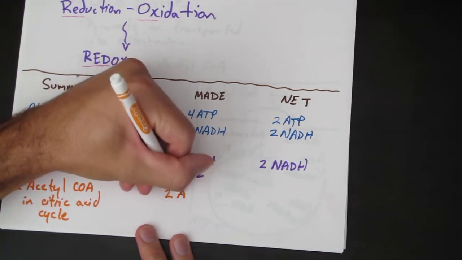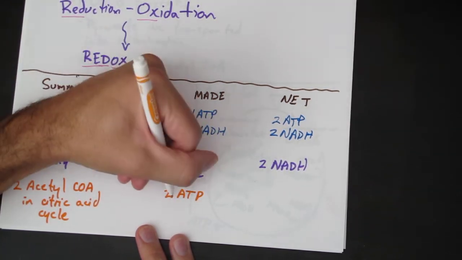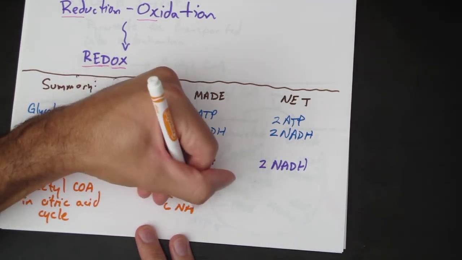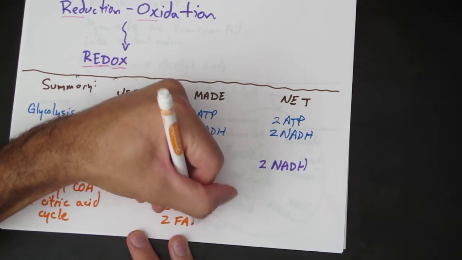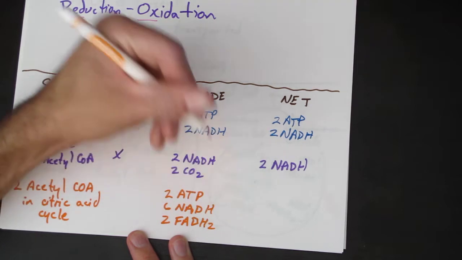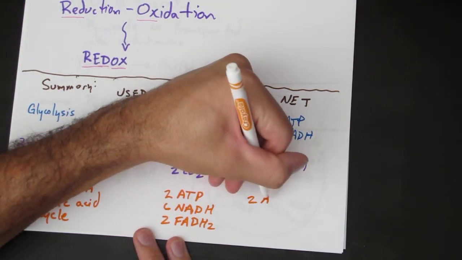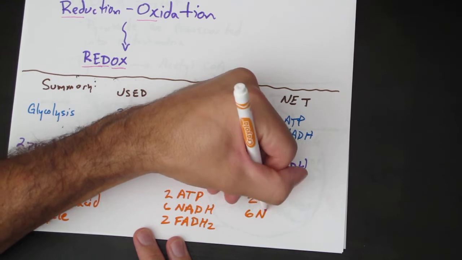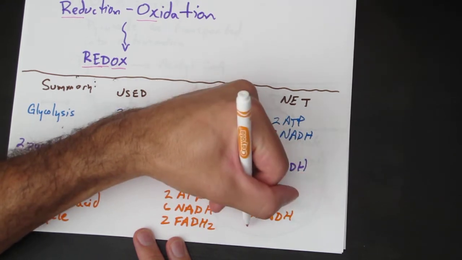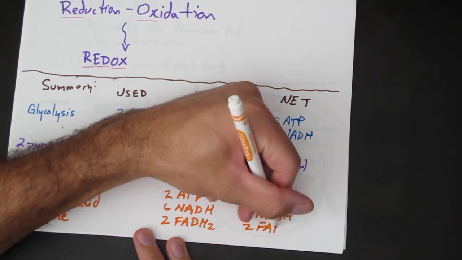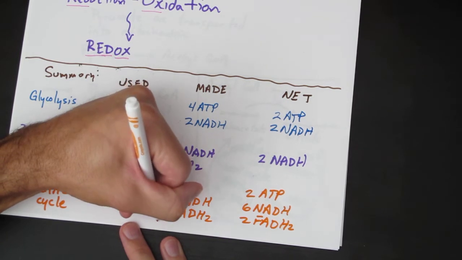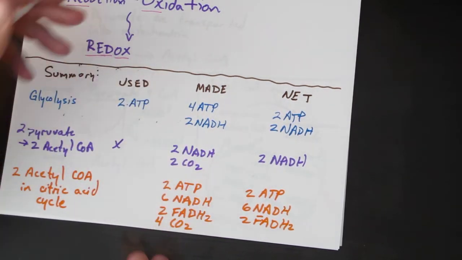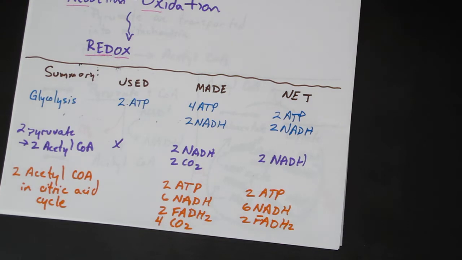We made 2 ATP. We made 6 NADH. And we made 2 FADH2. Okay? Carry that over. 2 ATP, 6 NADH, 2 FADH2. Oh, and we made, I guess, what was it, 4 CO2, right? Okay, so there's our total bookkeeping for this process so far.